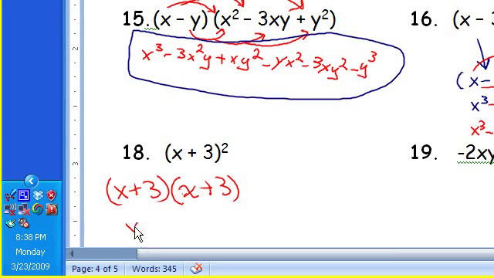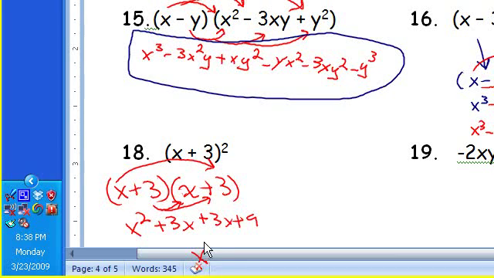X times x is x squared. This x times that 3 is 3x. This 3 times that x is another 3x. And this 3 times this 3 is a 9. And we have some like terms. X squared plus 6x plus 9. And this is the answer.